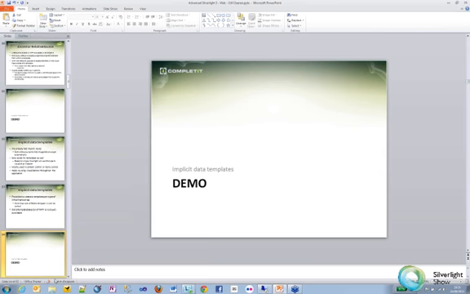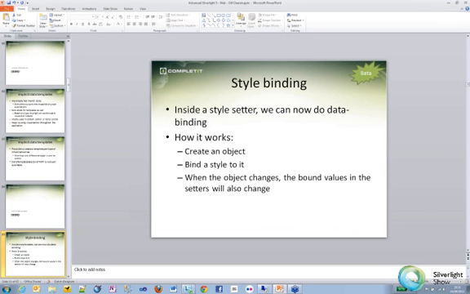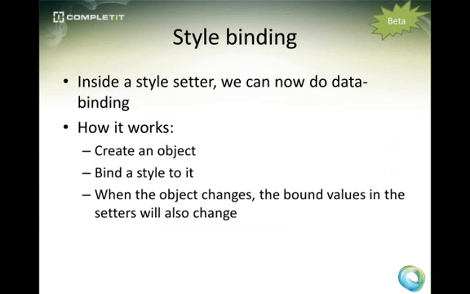That's a short one, style bindings. With Silverlight 5, it becomes possible to do data bindings within a style, actually within the value of a style setter. This way, it is very easy to do theming, not templating, theming. What I mean is the following.